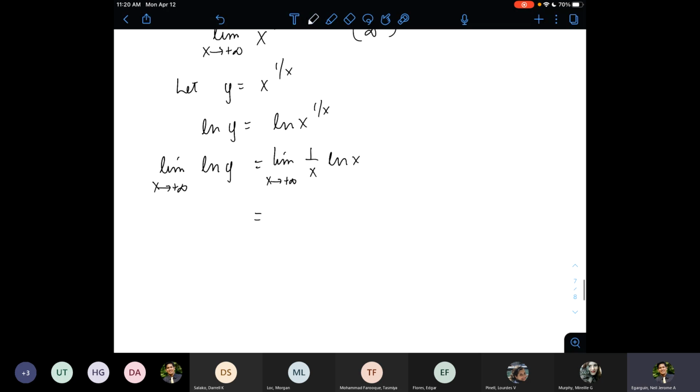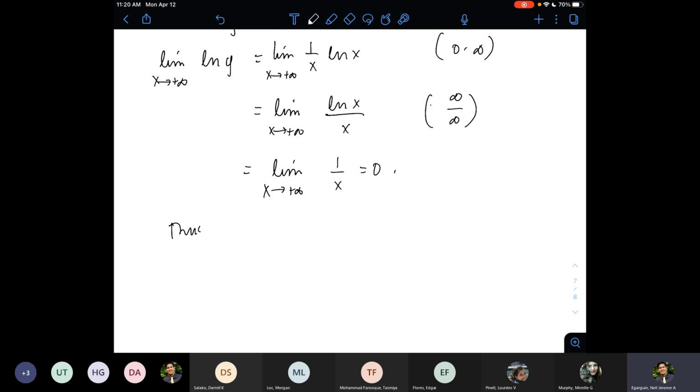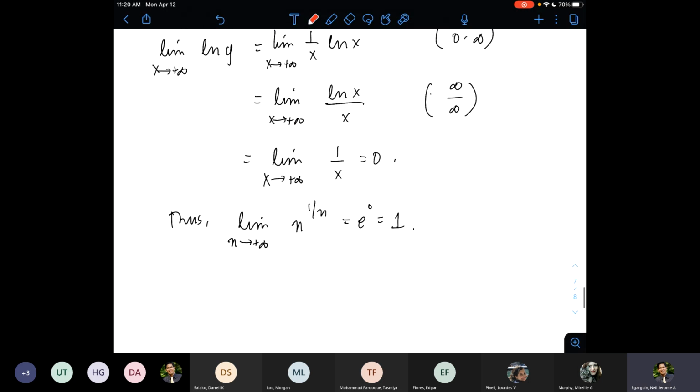Okay. And this would be of the indeterminate form 0 times infinity. But I'll rewrite it as the limit of ln x over x. I guess we have seen this before. Okay. And now this is infinity over infinity. So this is the limit of 1 over x all over 1 as x approaches infinity, which is equal to 0. Thus, the limit of n to the 1 over n as n approaches infinity is equal to e to the 0, which is equal to 1.